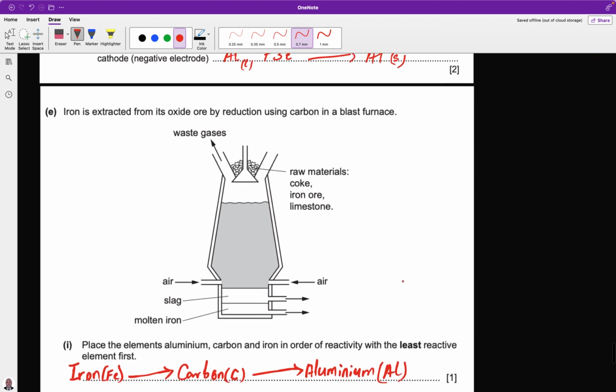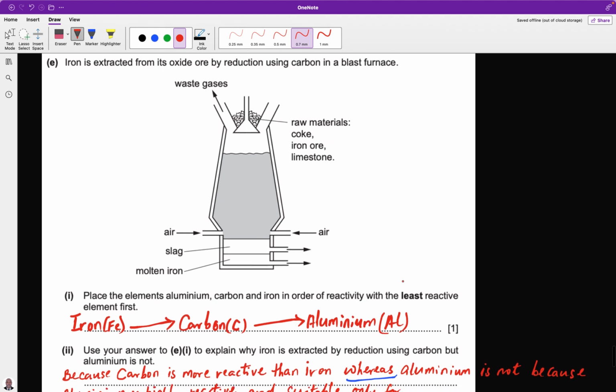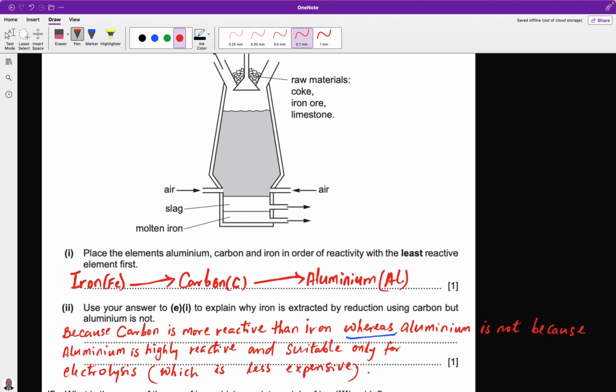The E part of it: iron is extracted from its oxide ore by reduction using carbon in the blast furnace. That is the diagram there. Place the elements aluminum, carbon, and iron in order of reactivity with the least reactive element first. From the reactivity series, you will know that iron is the least when these three are involved. Aluminum is more reactive than carbon, and carbon is more reactive than iron.